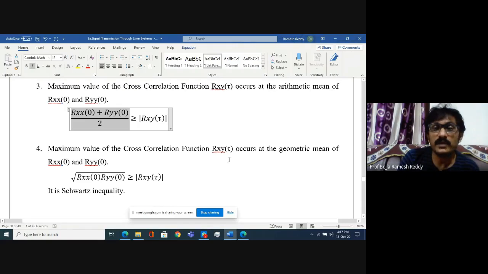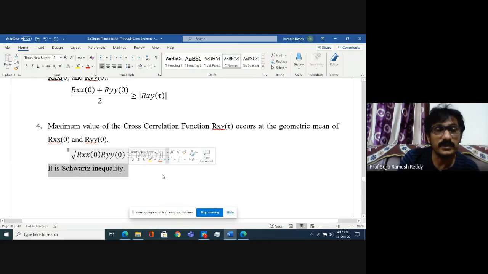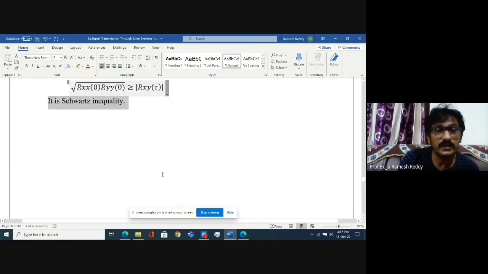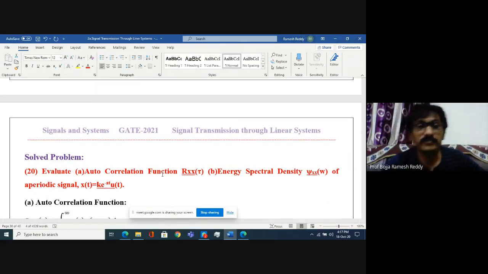Similarly, you can take the geometric mean also. The maximum value of the cross correlation function occurs at the geometric mean of the same thing. That is the arithmetic mean; this is the geometric mean, the root of rxx of 0 into ryy of 0. This restriction is called the Schwartz inequality. These are the properties. That is the end of signal transmission through linear systems.